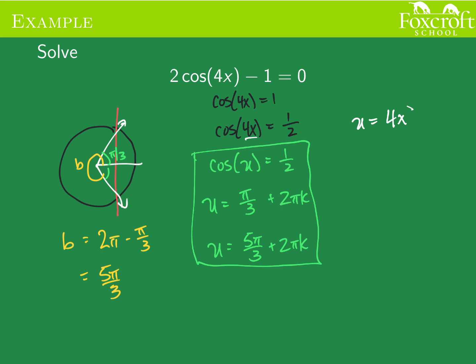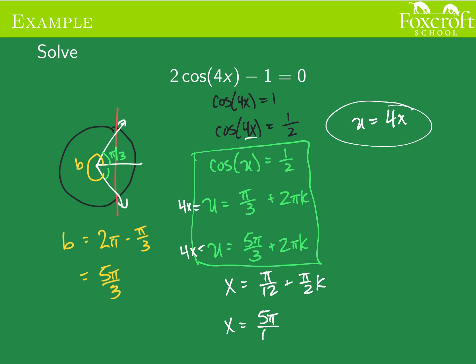But from our original problem, we made this change to make the problem simpler. We remember that u is actually 4x. So now I get my final answer. I just divide everything by 4. And that's the final answer to the problem that I started with.